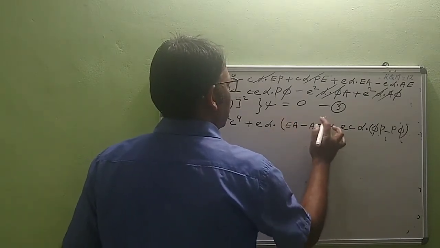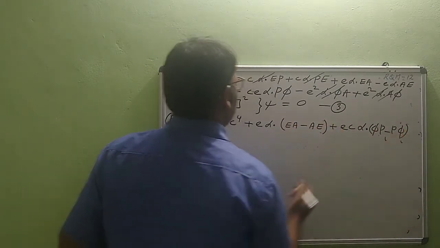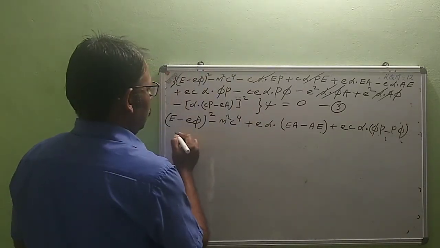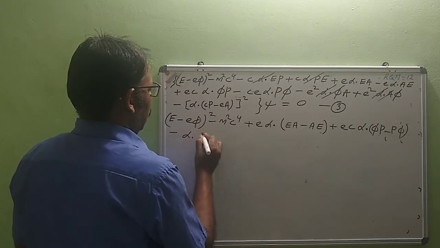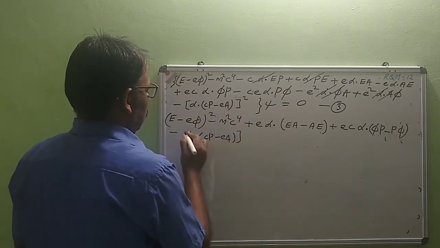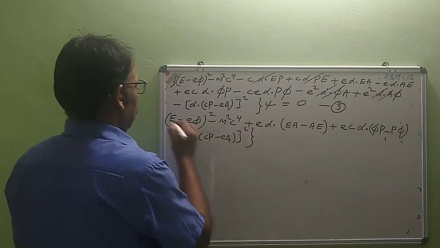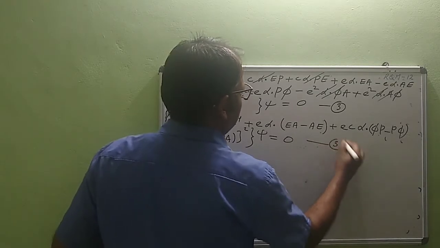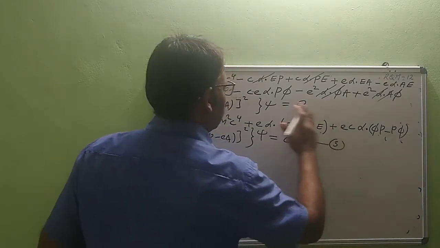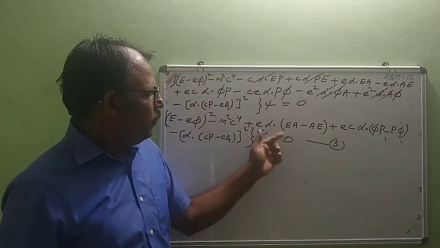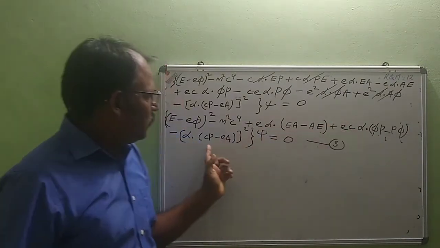EA minus AE. Then EC alpha dot phi P minus P phi. Now the last term, minus alpha dot CP minus EA, the whole square, the whole thing operating on psi is equal to 0. This one I am taking as equation number 3. That simplified equation. Now we have to evaluate these last three terms.